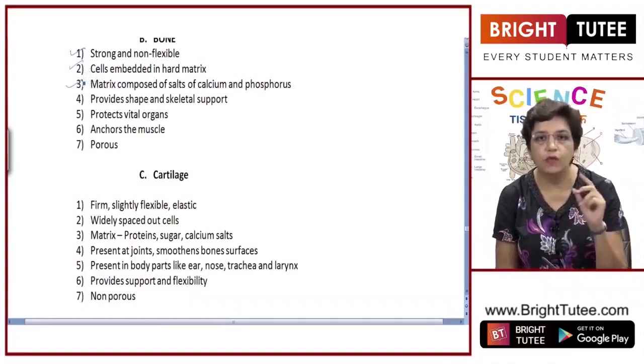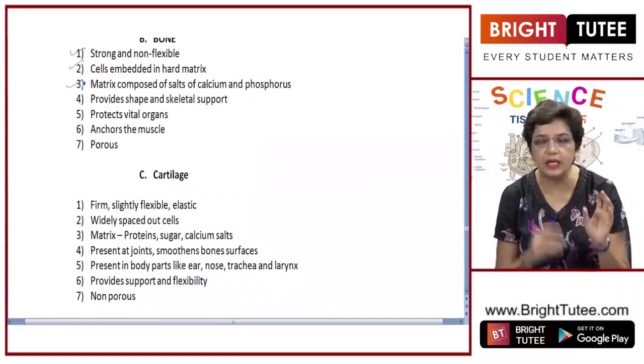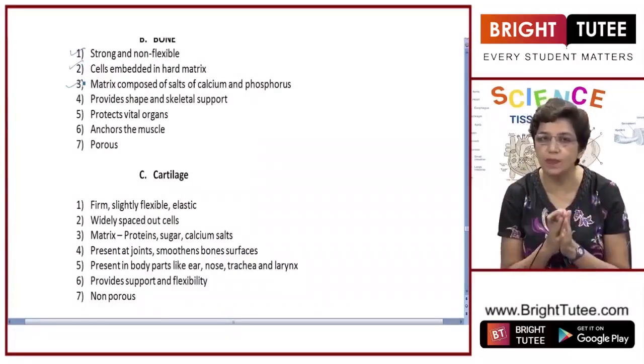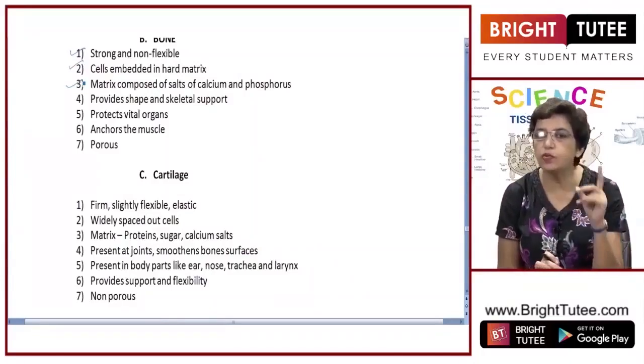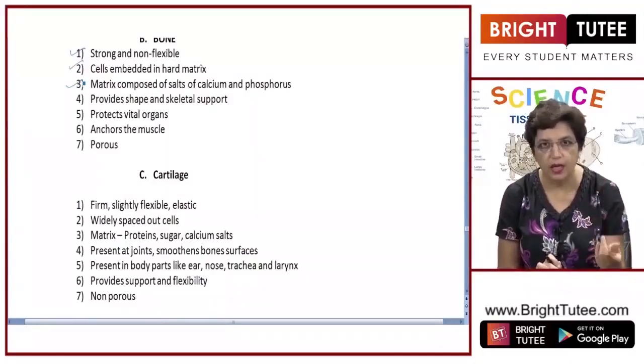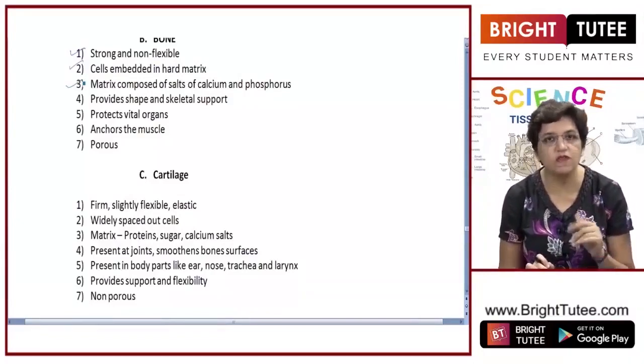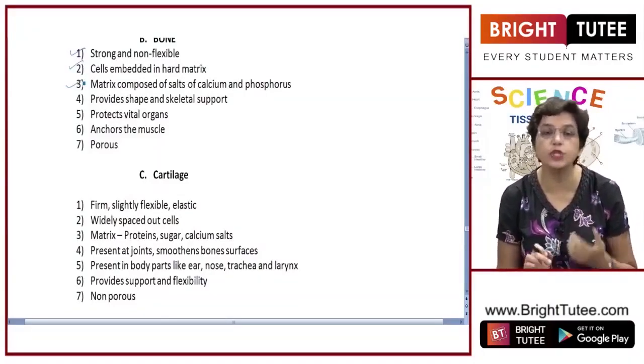As I just told you, what is matrix? Whatever material is present in between the cells is called matrix. So in blood, it was fluid matrix, which is called plasma. In bone, the matrix is made up of salts of calcium and phosphorus, which makes them hard.